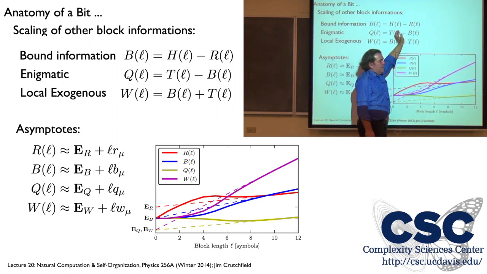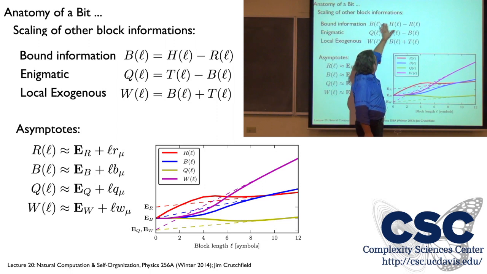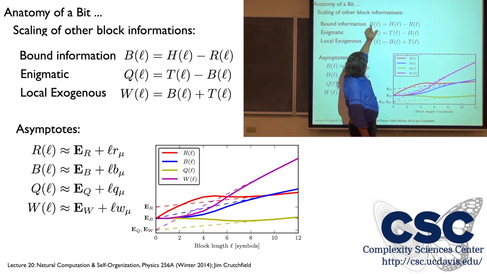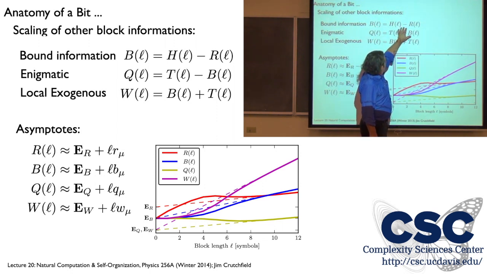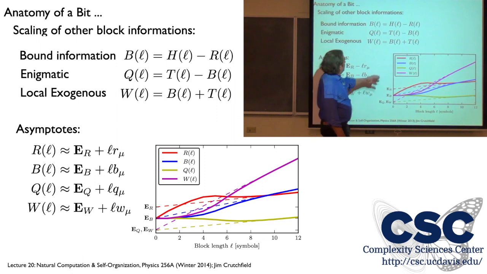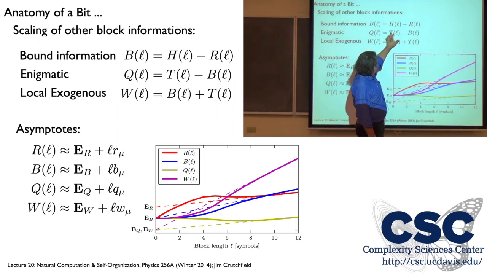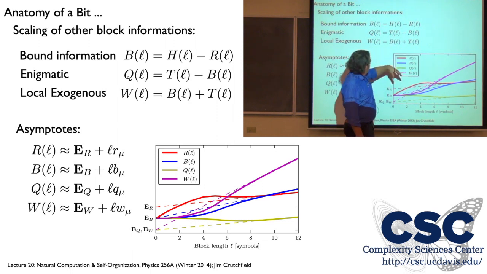And then it's just a little bit of algebra based on their definitions, basically just information identities again. And you can show that the block bound information is the block entropy minus, remember, the residual entropy. It's all the entropy that the individual random variables produce that is not shared with anybody else. This enigmatic information I didn't introduce, but it's just the difference between the block correlation and the block bound information.